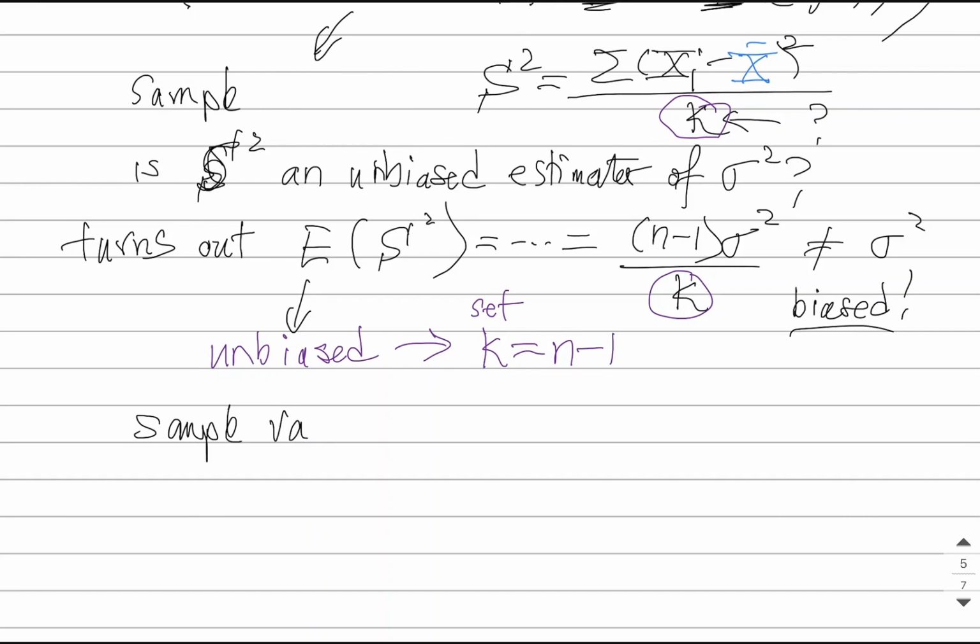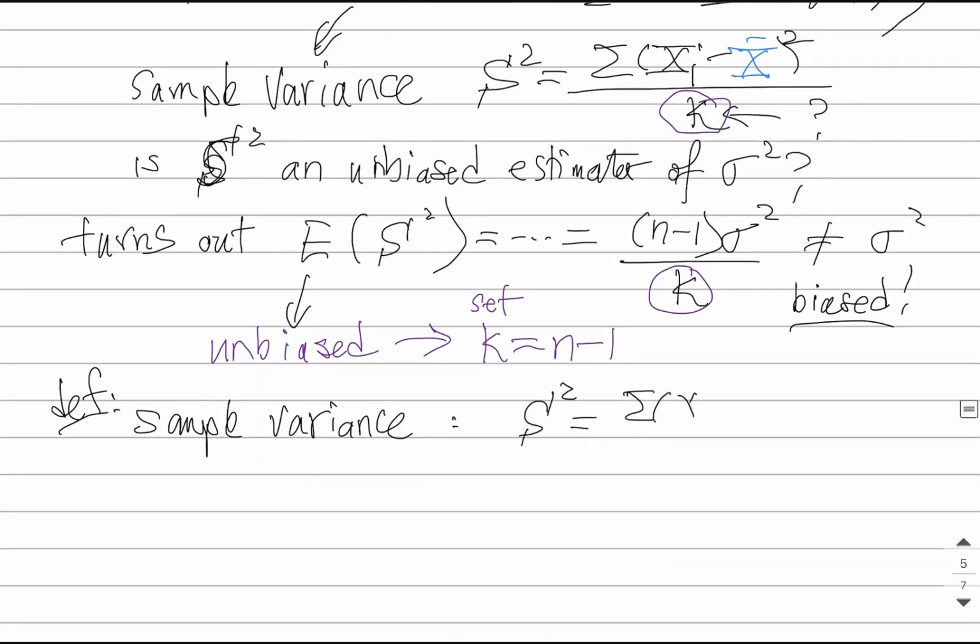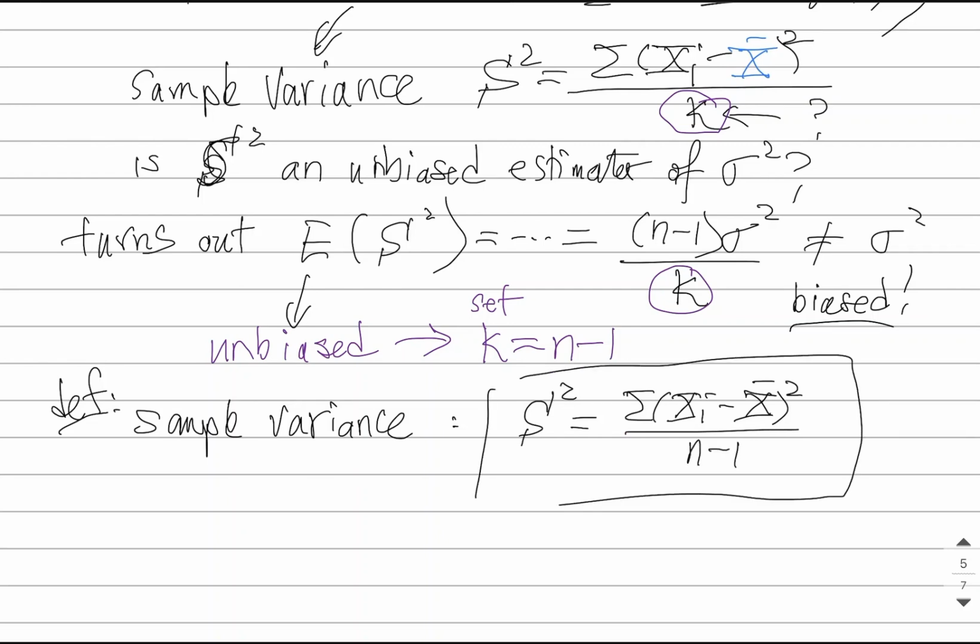Sorry, I wrote sample average up here. It should be variance. So the definition of sample variance should be as follows: S squared is going to be the sum of xi minus x bar, all squared, divided by the sample size minus 1. As n gets really big, there's little difference between n and n minus 1.